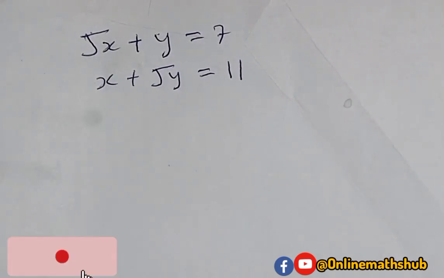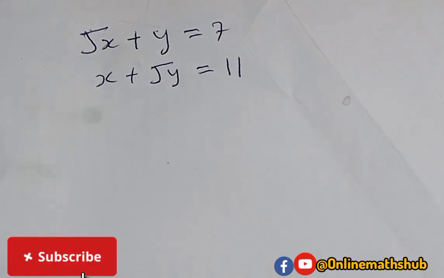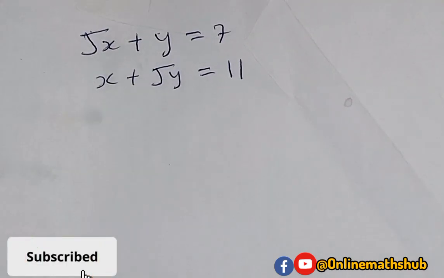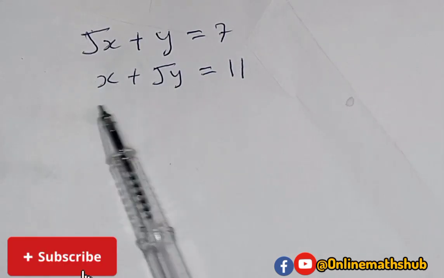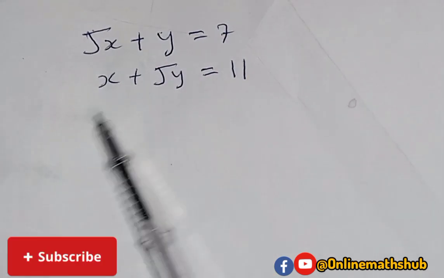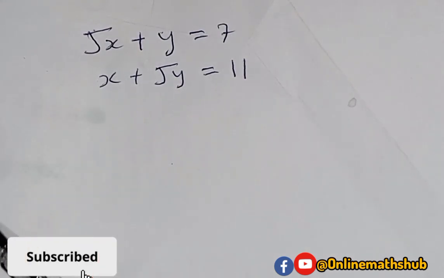Okay, so we have this problem to solve right here. This is an Olympiad problem. So how do you solve this question to get the values of x and y that satisfy this equation? That's what we're going to be doing in this video.